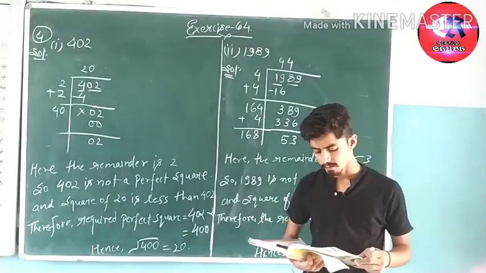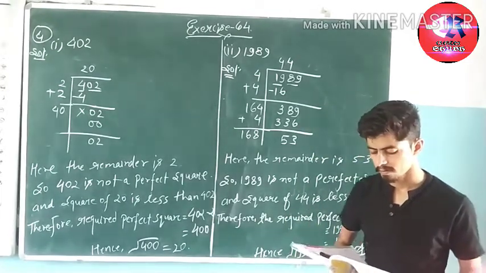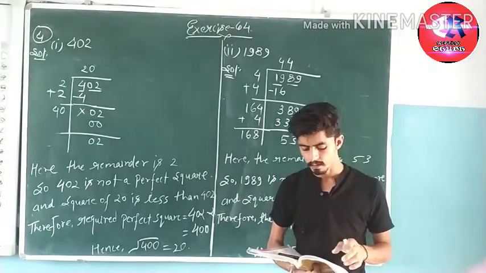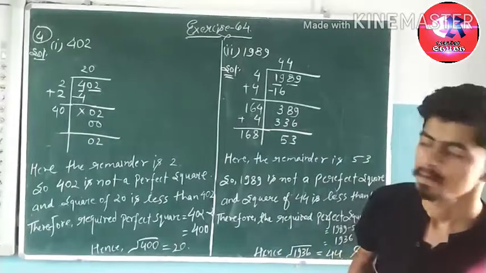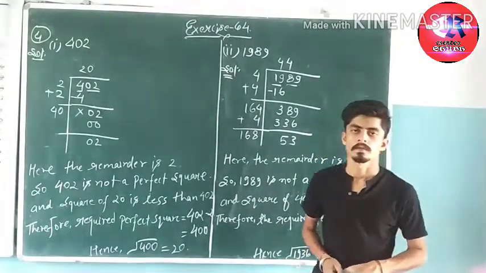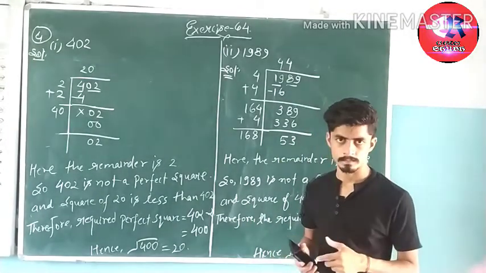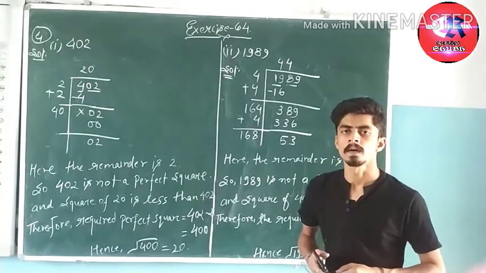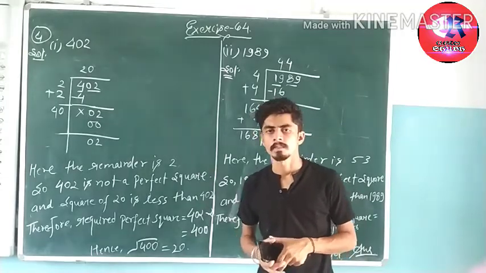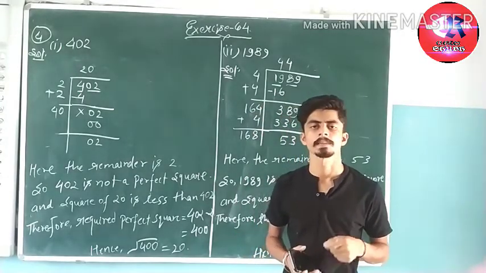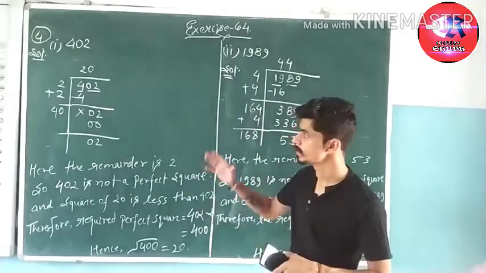Find the least number which must be subtracted from each of the following numbers so as to get a perfect square. Also find the square root of the perfect square so obtained. So here in this question we have to find the smallest number which can be subtracted from the given number to obtain a perfect square. That means the given number is not a perfect square, a number we have to subtract from it and we have to find that number. We have to solve this question by the long division method.